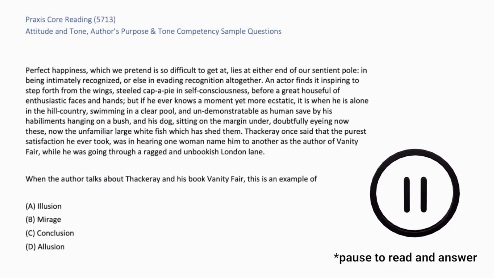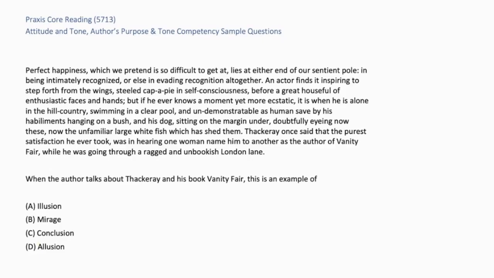Please take a moment to pause the video and read the passage. When the author talks about Thackeray and his book Vanity Fair, this is an example of A, illusion, B, mirage, C, conclusion, or D, allusion. We will work through the process of elimination. A, illusion, is a deceptive appearance or a false impression. The Thackeray reference is factual, not deceptive, so this doesn't fit.